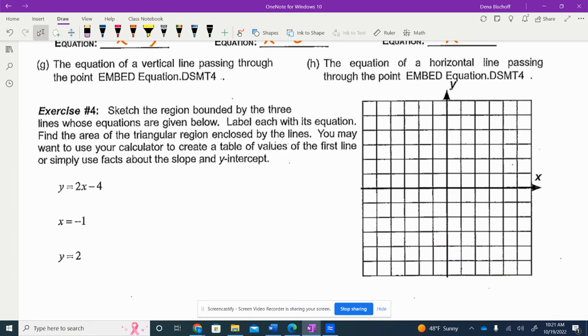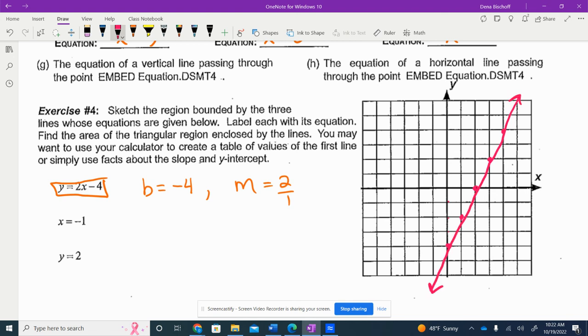So sketch the region bounded by 3 lines. So we're going to graph these 3 lines. I'm going to start with this one. Remember that I begin at -4, and then I have a slope of 2, which I write as 2 over 1. So my first point is at -4 on the y-axis, right here. Then I have a slope of up 2 over 1, up 2 over 1, up 2 over 1.